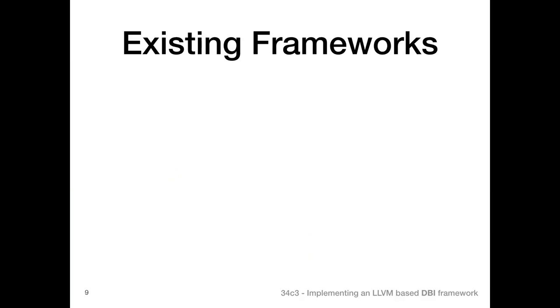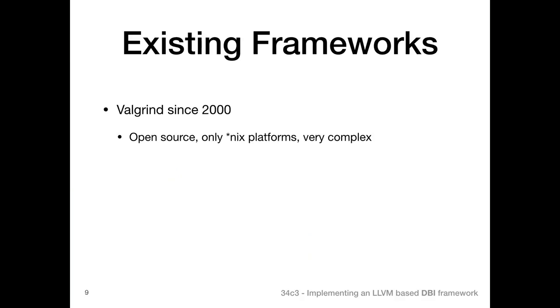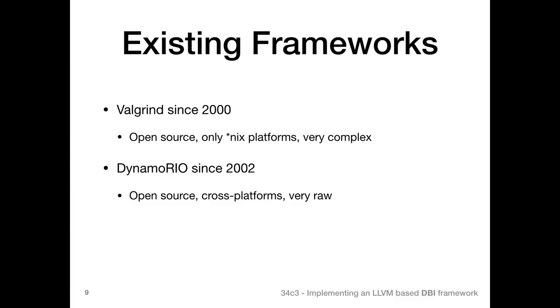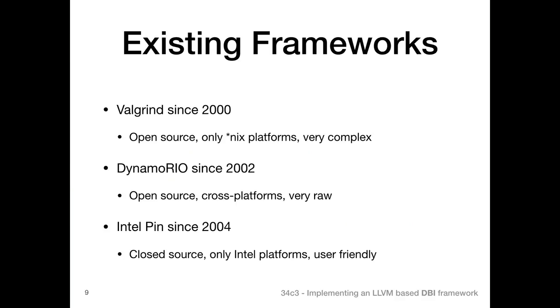So there are a few existing frameworks. The first one is Valgrind, as I mentioned, that exists since 2000, is open source. However, it only supports Unix platforms and is very complex to use, not to use as a command line tool, but to write your own instrumentation tool. Another one is DynamoRIO, which exists since 2002, which is open source. It's cross-platform, cross-architecture. However, it's very hard to use too, because you basically have to manipulate the instructions in assembly yourself, which is quite error-prone. And the last one is Intel Pin, which is the most popular one because it's very user-friendly. However, it only supports Intel platforms and it's closed source.